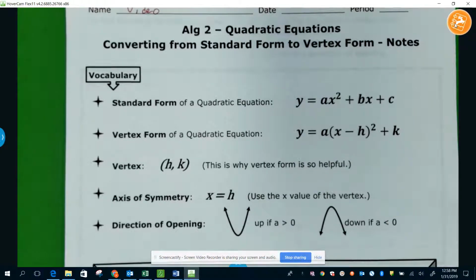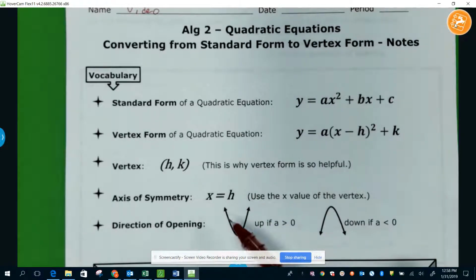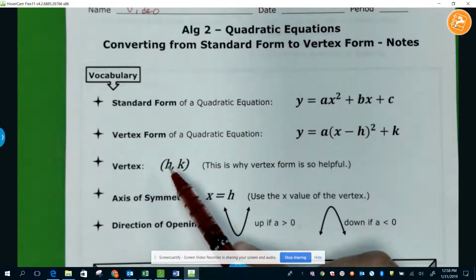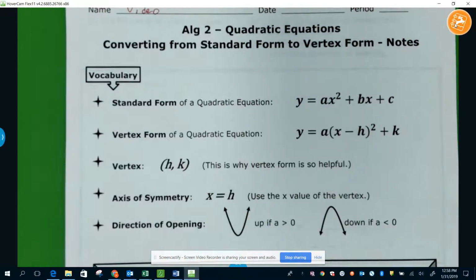Then we need to identify our axis of symmetry. The axis of symmetry is that invisible line that cuts our parabola in half. All right, so it's always going to be x equals, and it's going to be the h value or the x value of our vertex. So whatever that x value of the vertex is, that's going to be our axis of symmetry.